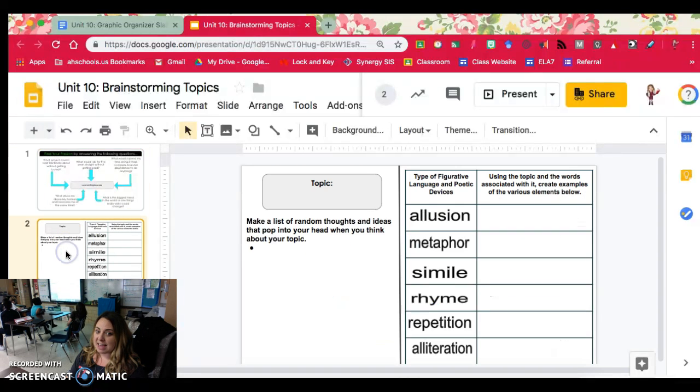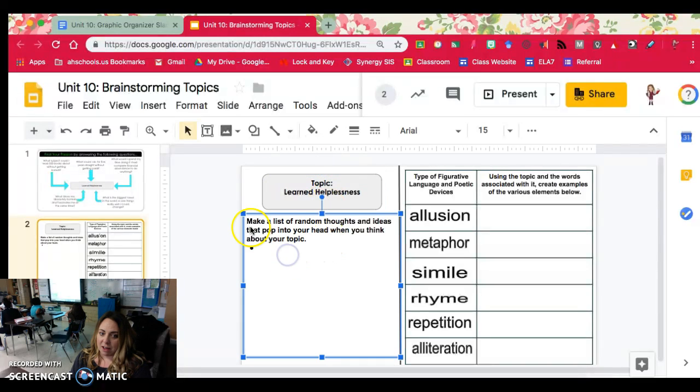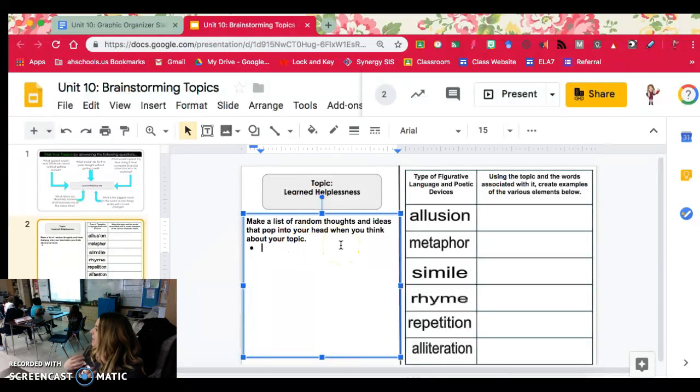So I'm going to go to my next slide, and I modified this a little bit. It's a little bit different than it looked before, but I would just put in my topic here. And then it says here, make a list of random thoughts and ideas that pop into your head when you think about your topic.